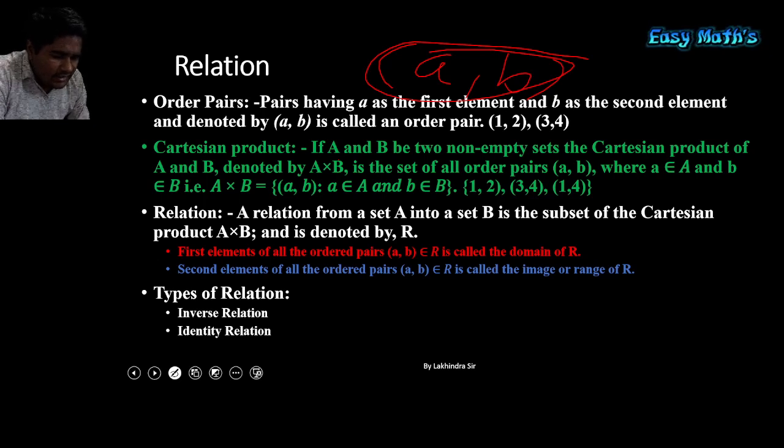We can write any numbers, for example (1, 2). Here our first element is 1 and the second element is 2. In this way we can say it is an ordered pair. Okay, next we have Cartesian product.